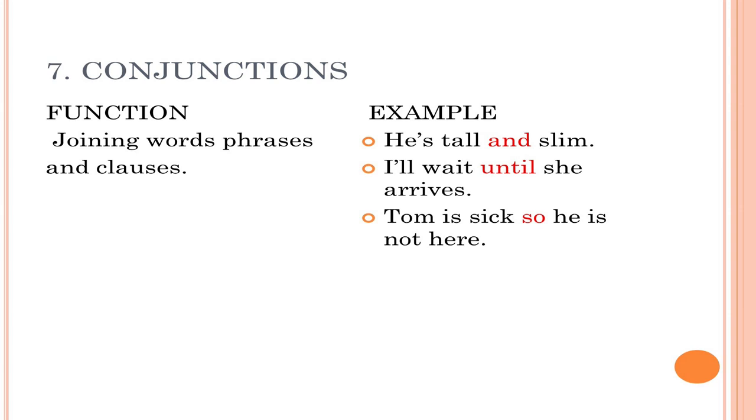3. Tom is sick, so he is not here. So is a conjunction here as well, and it's also a subordinating conjunction showing the result, the consequence, the reason Tom isn't here. So we learn that conjunctions are words that join other words, phrases, and clauses together in a sentence.